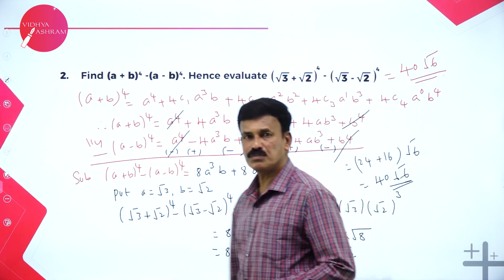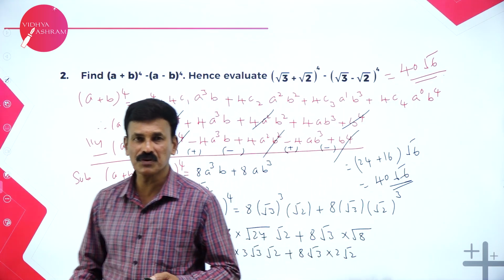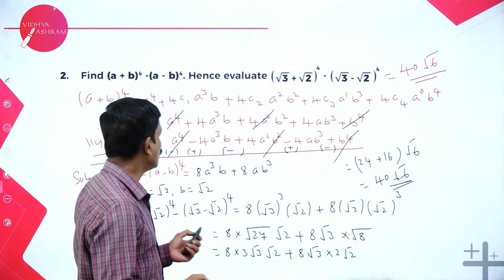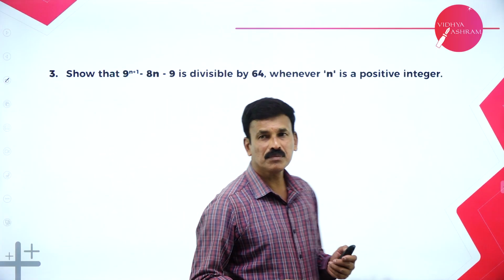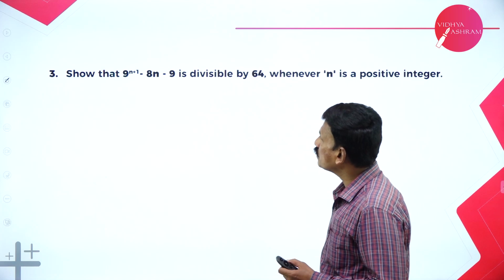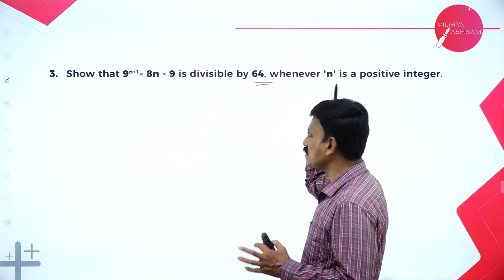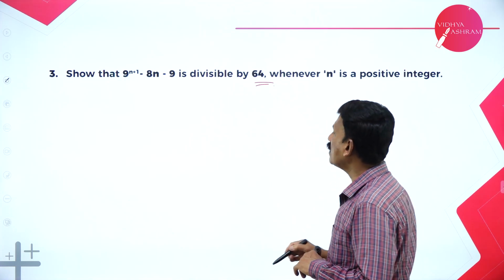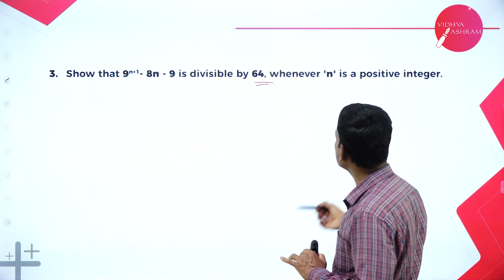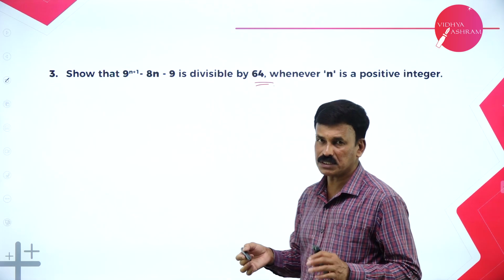That's it. Hope you followed. Very important problem for 5 marks. Now move on to the next problem. So what is the problem given? Show that 9^(n+1) − 8n − 9 is divisible by 64. Just find out whether it will have a factor 64 or not, whenever n is a positive integer.